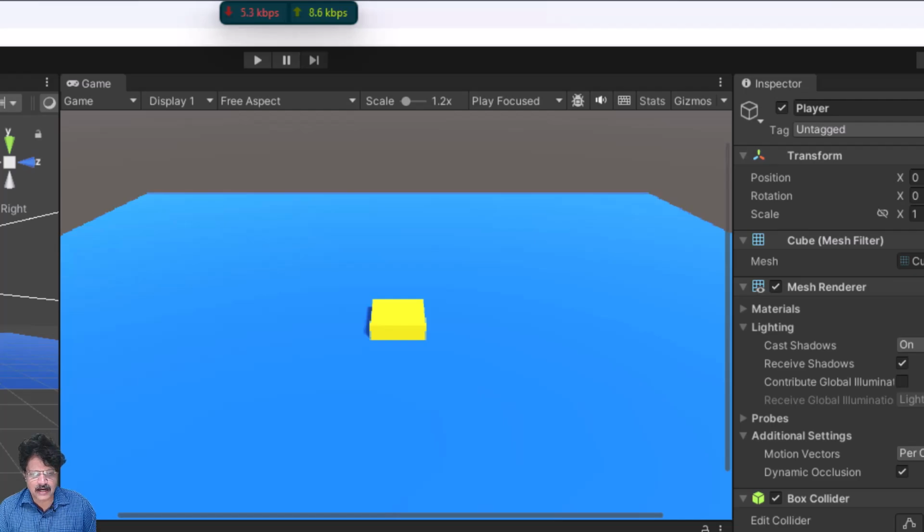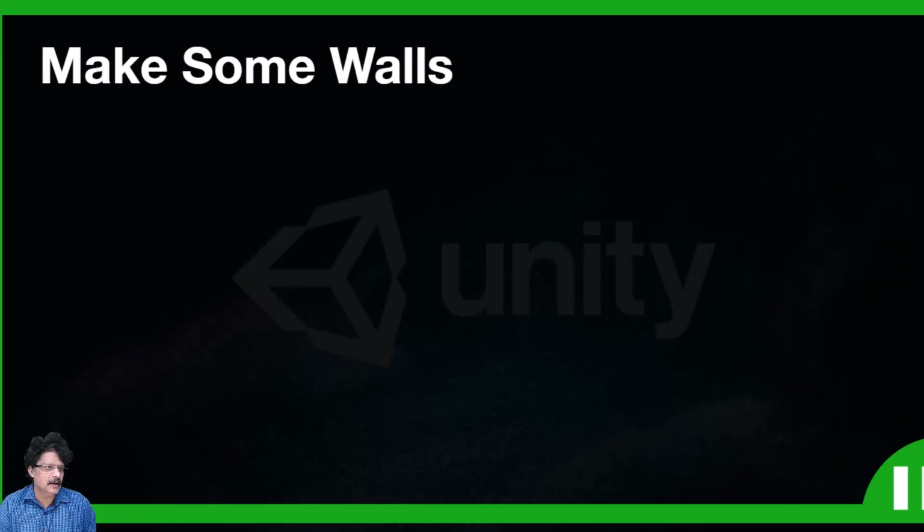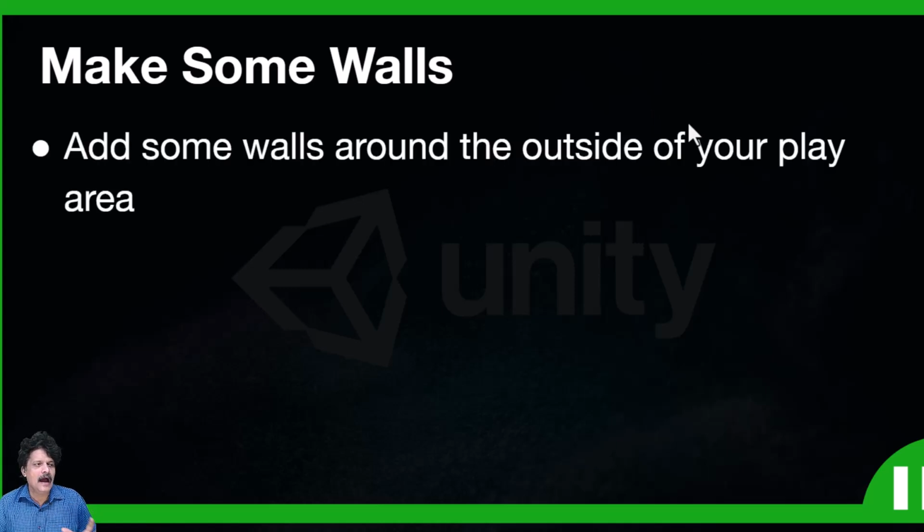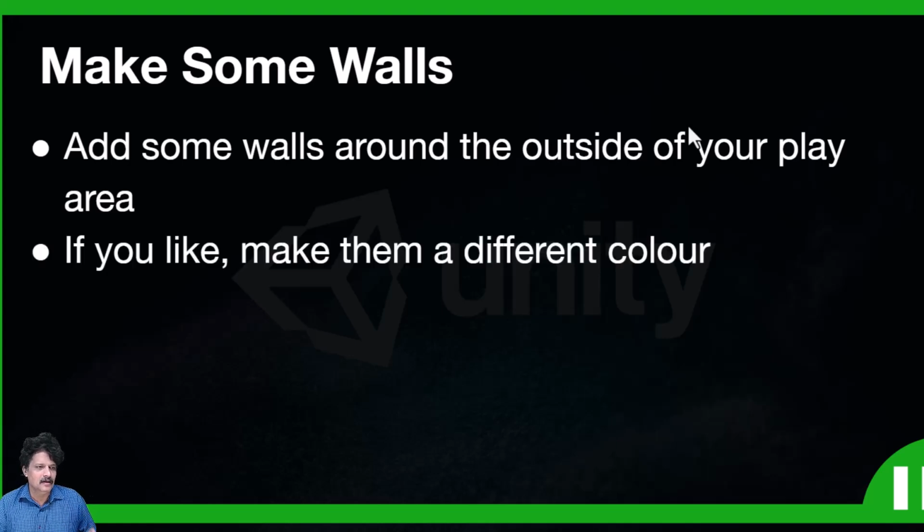Now, I have a challenge for you. I want you to build some walls. So, I am giving you a challenge: in Unity, create some walls. Add walls on the outside of your play area, that is, on all 4 sides of your play area. If you like, give them a different material and a different color. Now, stop this video and try to do it yourself. Let us see how successful you will be.